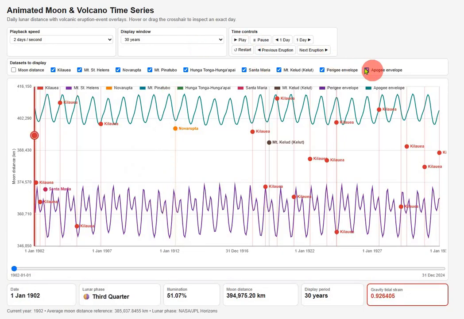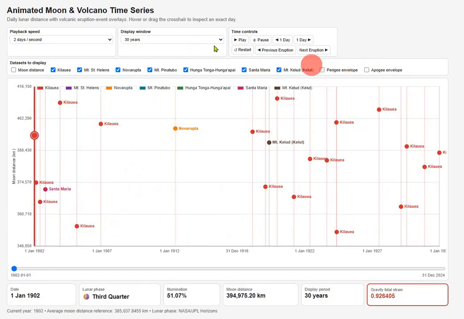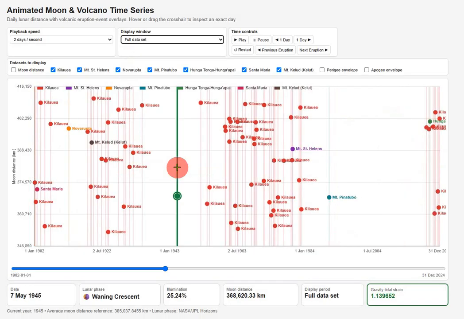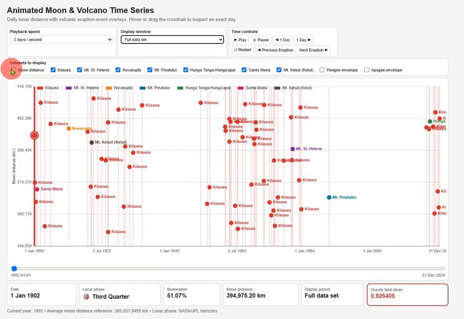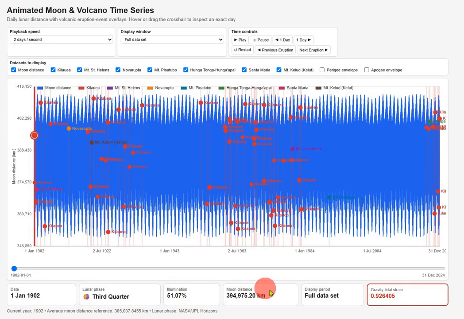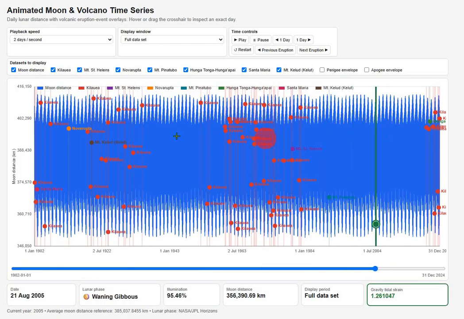But let me just go back, and I'm going to put this on full data set, and we're going to put the moon's distance. And so looking at it in a 120-year period, you can see the average moon distance is right about where my cursor is across here. I didn't put that in, but you can see we have a lot that are grouped in the upper areas and a lot that are grouped in the lower areas.